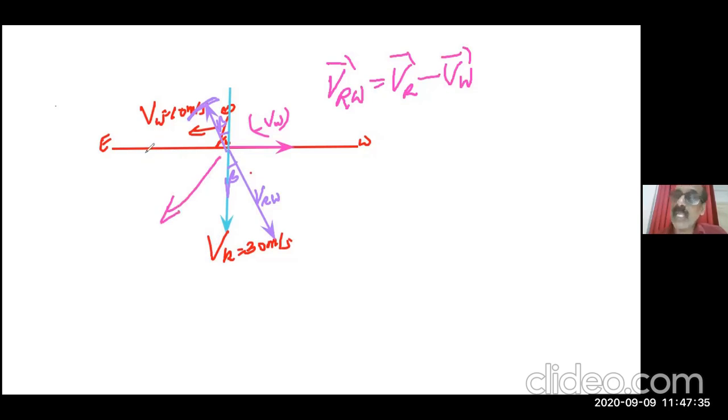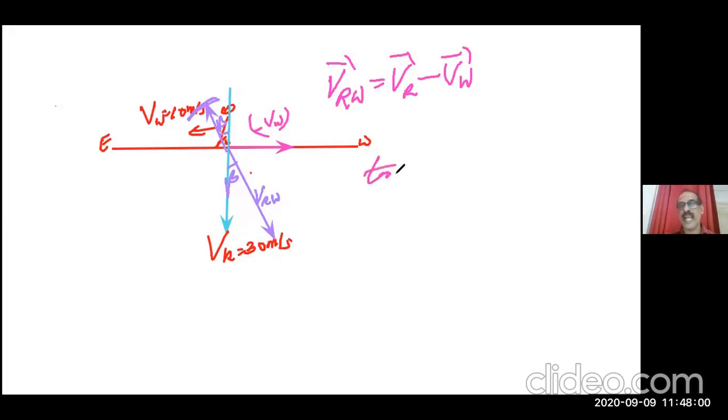That will give you the resultant velocity. We are not calculating the resultant velocity. We are calculating the relative velocity of the rain with respect to the woman. According to that, we have to turn the umbrella. So relative velocity means VR minus VW should come, so your answer should come this side. That's why the direction of the relative velocity is also coming this side.